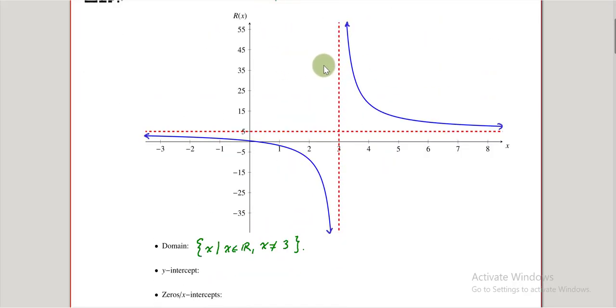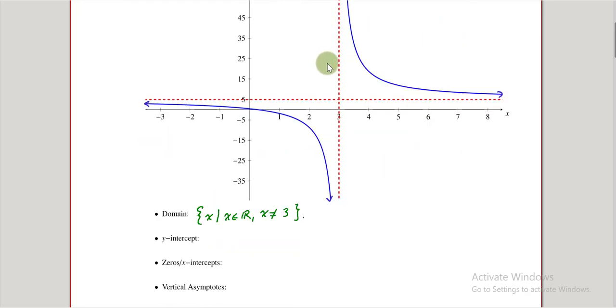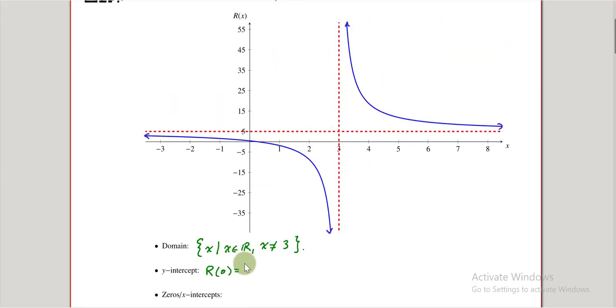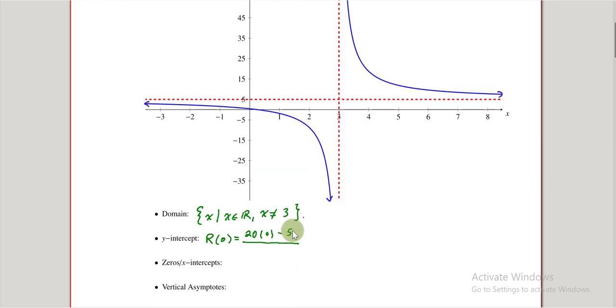Okay. Next thing we might be curious about for this graph is to find its y-intercept. How do we find the y-intercept of a graph? Well, since 0 is in the domain, we plug 0 into this function. And if I do that, we'd have 20 times 0 minus 5, divided by, I think our denominator is 4 times 0 minus 12. But that cleans up to be just negative 5 over negative 12, or 5/12.